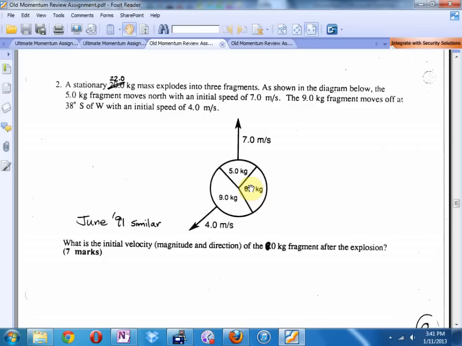From the old review, if you're looking for a good explosion, try that one. That's great. That's got three fragments at right angles. So if you're looking to practice one more explosion.